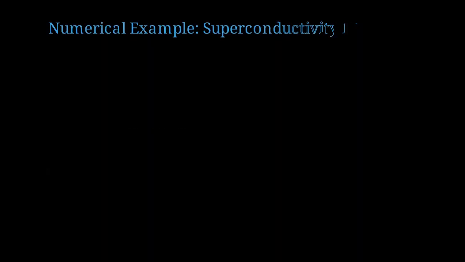Let me walk you through a numerical example inspired by the discovery of high-temperature superconductivity. Imagine measuring electrical resistance as a function of temperature. Most of your data shows resistance increasing linearly with temperature, as expected for a normal metal. But below a certain temperature, resistance suddenly drops to essentially zero. At high temperatures, the resistance follows the expected linear increase. This is normal metallic behavior due to phonon scattering.